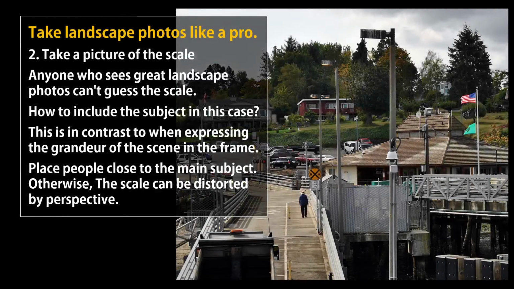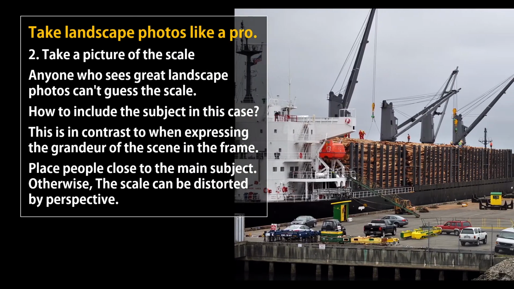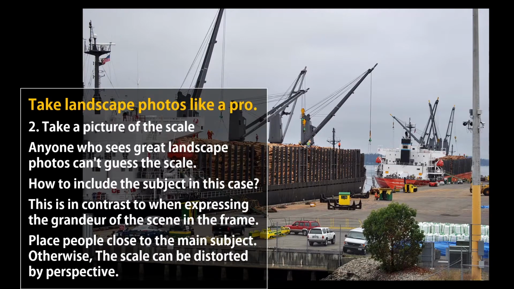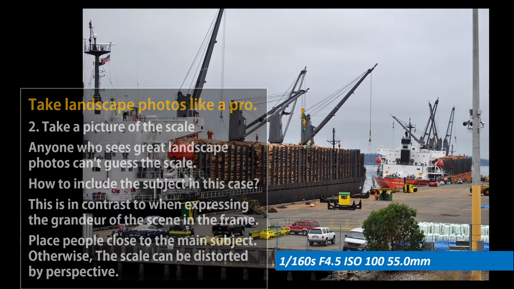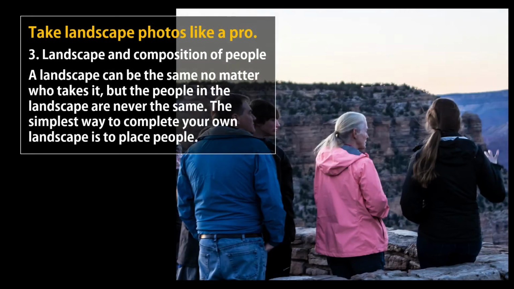2. Take a picture of the scale. Anyone who sees great landscape photos can't guess the scale. Include a subject in this case. This is in contrast to when expressing the grandeur of the scene in the frame. Place people close to the main subject. Otherwise, the scale can be distorted by perspective. Instead of people, it can be arranged with buildings or trees, cars.